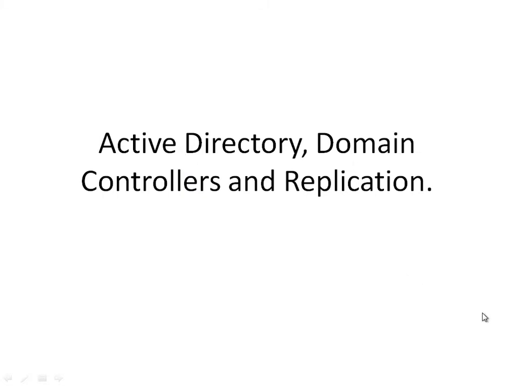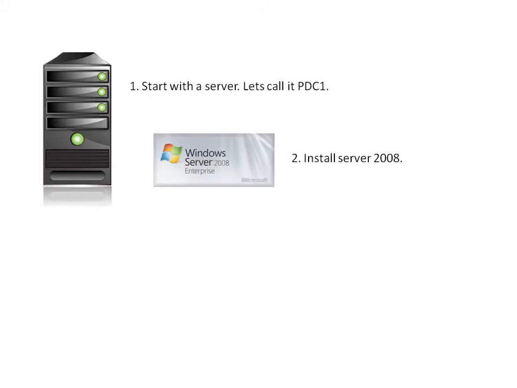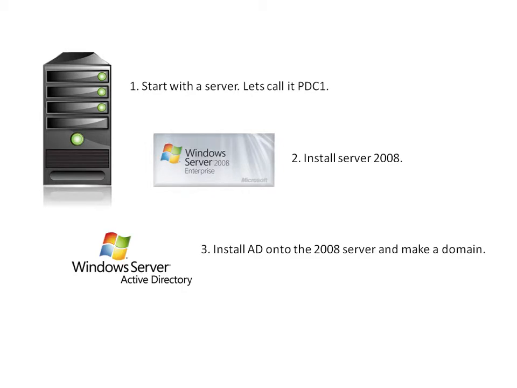Okay, I want to go over very quickly Active Directory, domain controllers and replication and how they all link together. So to start with, you just get a normal server, and in our example we'll call this PDC1, Primary Domain Controller 1. Once you've got your physical server, you install Windows Server 2008 on it, and then once it's up and running and you've named it properly, you then install Active Directory onto the server and make it a domain.